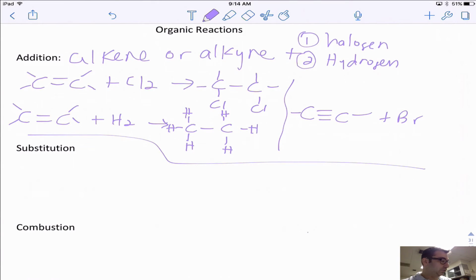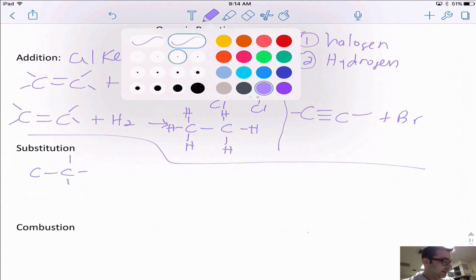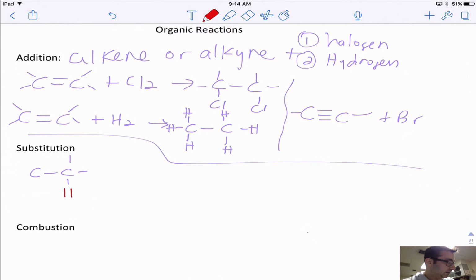Okay, substitution is sort of like a substitution in sports. If you have a team sport and you have players who are not playing, they're on the bench, you would put one of those players in, and then one of the players would come out. And we can see that here if we were to have something like ethane, and we're going to label this H with red right here.